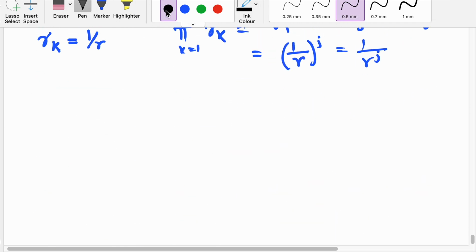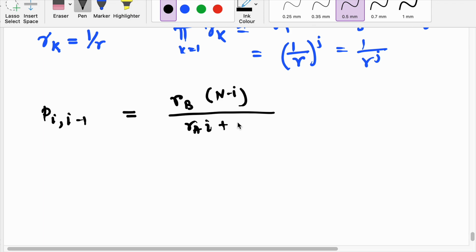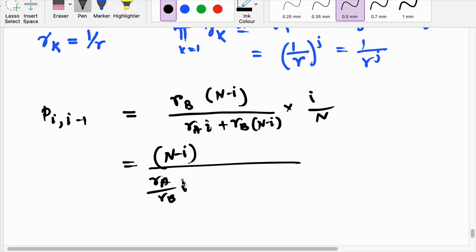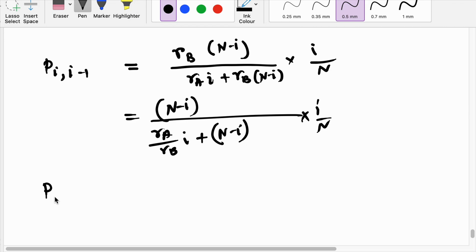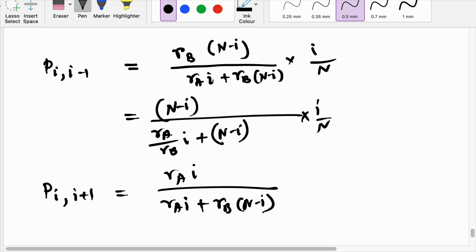Exactly. So p i to i minus 1 should be RB times n minus i by n, over RA i plus RB times n minus i, into i by n. Now I will divide by RB, so RA by RB times i plus n minus i, by n. And similarly p i to i plus 1 will be RA i by RA i plus RB times n minus i, into n minus i by n.